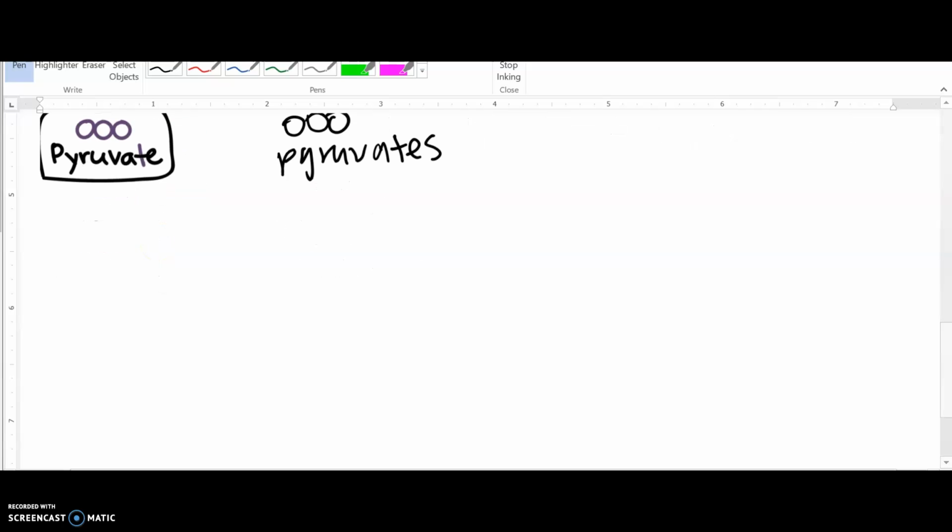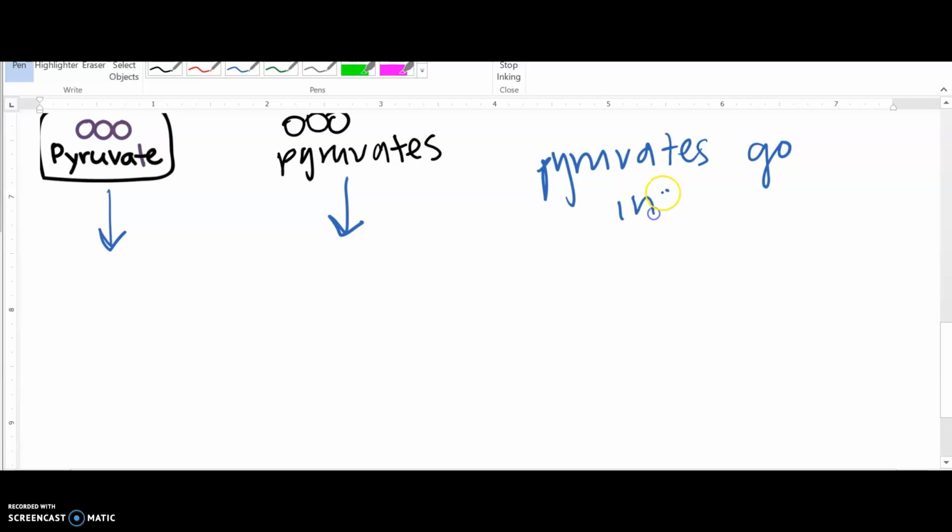So next is the link reaction. So each pyruvate goes into the mitochondrial matrix. So pyruvates go into the matrix to link reaction. And the link reaction connects glycolysis with the Krebs cycle.